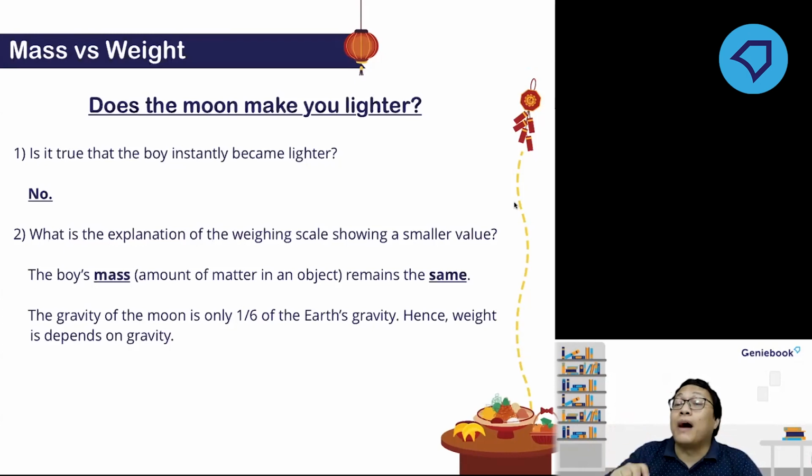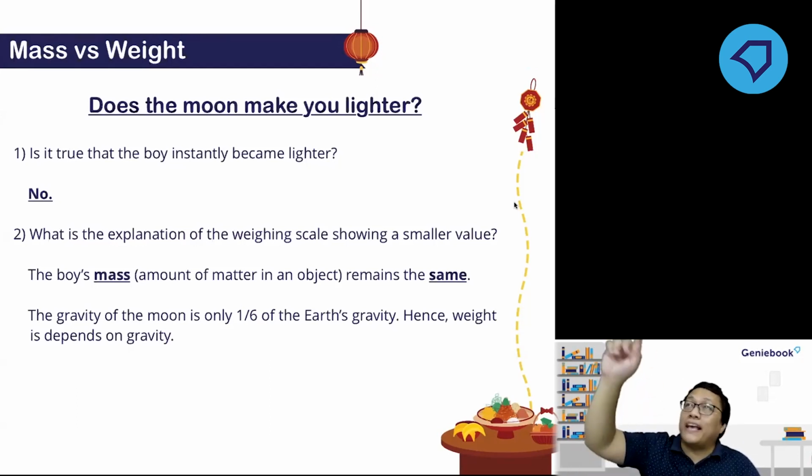What changes actually is my weight. Why? Because the force of gravity on the moon is only 1/6 of the Earth's gravity. So that's why I feel lighter when I go to the moon, but it doesn't mean that my mass changes. My mass always remains the same. What actually changes is my weight, because weight is always influenced by gravity. So if the force of gravity changes, then my weight also changes.